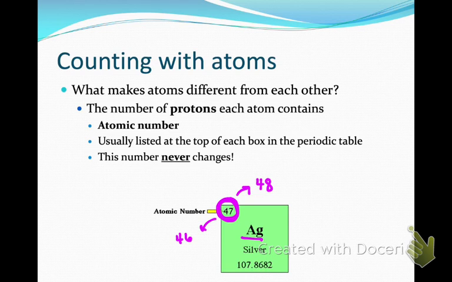So if I'm looking at oxygen, if you locate oxygen on your periodic table, oxygen is an O. It has an atomic number of 8. It will always, always, always have 8 protons.